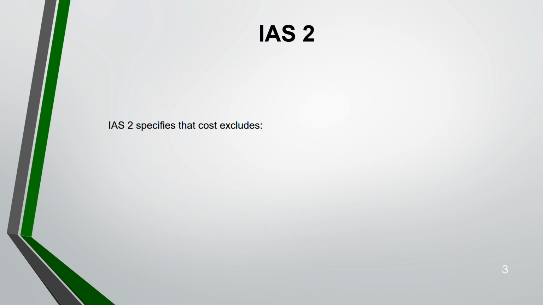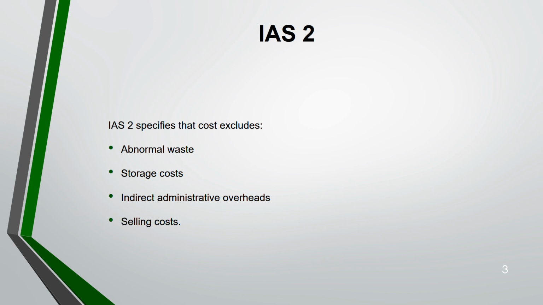These are the costs which are not taken as cost of inventory: abnormal waste, storage costs, indirect admin overheads and selling costs. They are not part of the cost of inventory.